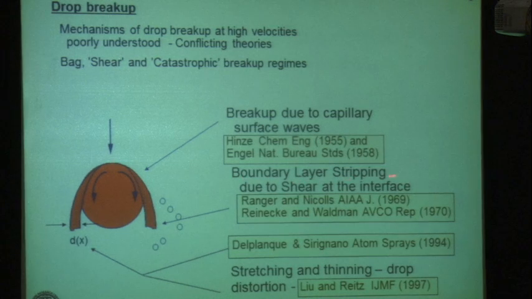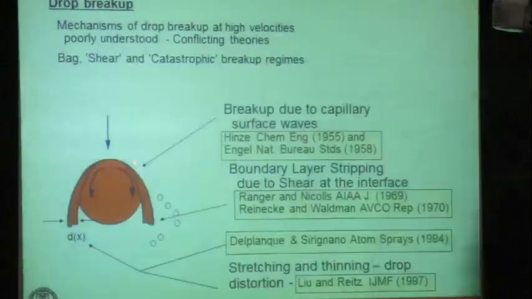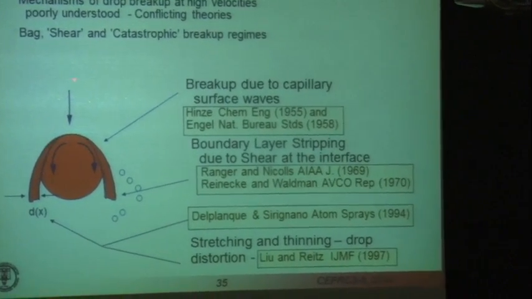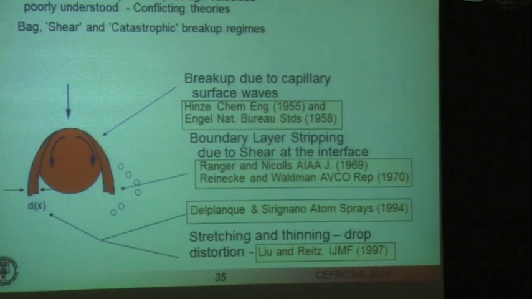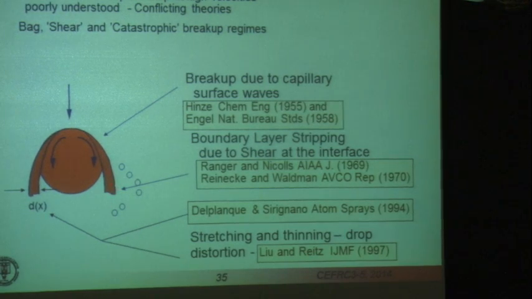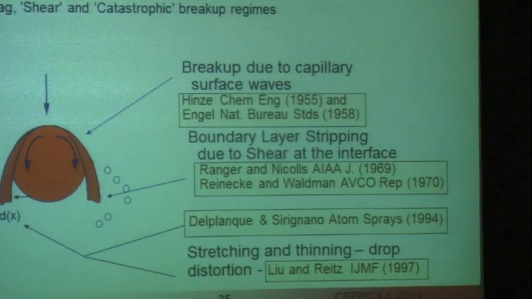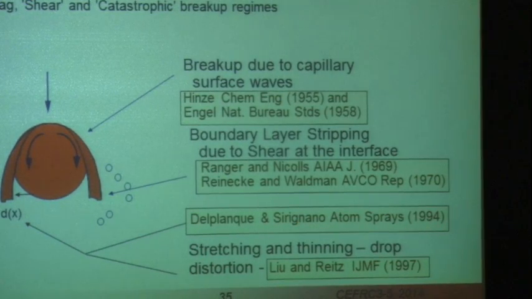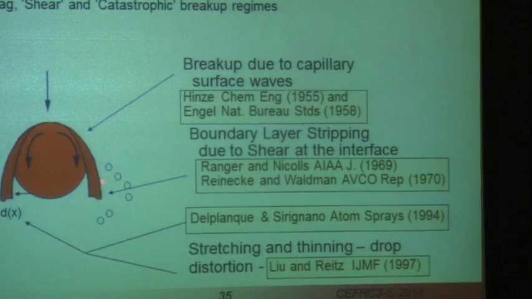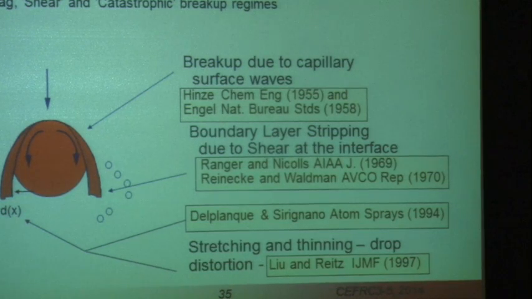But in the 60s, a new class of theory was proposed, the so-called boundary layer stripping theories. In this case, the argument was that because of the shear between the gas and the droplet, a boundary layer is developed within the droplet that gets essentially stripped away from the droplet, producing droplets that have sizes that are related to the boundary layer thickness. And then quite recently, in the 90s, Professor Surignano and his group continued this analysis and came up with predictions of drop sizes and so on.